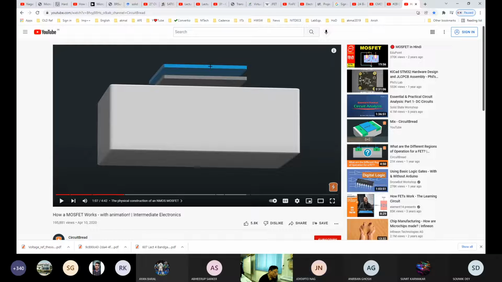What is the reason behind using a heavily doped silicon instead of a metal? Because we want to create a structure which will be made up of all silicon. Now this structure, why it is so popular and why it has revolutionized the IT industry, is because it is made of all silicon. This is silicon, this is silicon dioxide, this is also silicon.